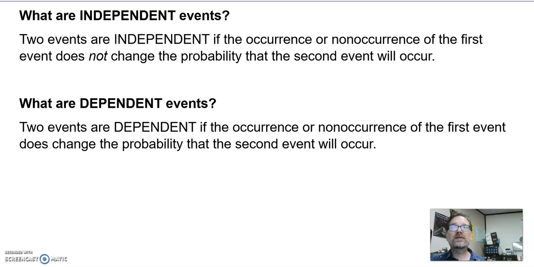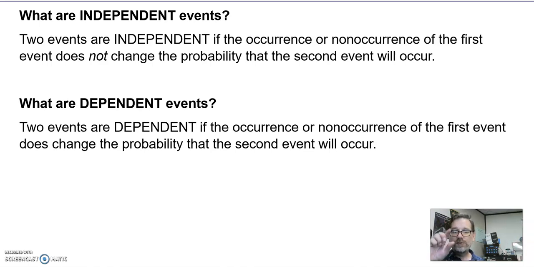So what are independent events? Two events are independent if one happens and it does not change the probability of the second one. So they have nothing to do with each other. Dependent events, however, are events where the first event will directly affect the second. For instance, the number of hot dogs I buy and the cost.